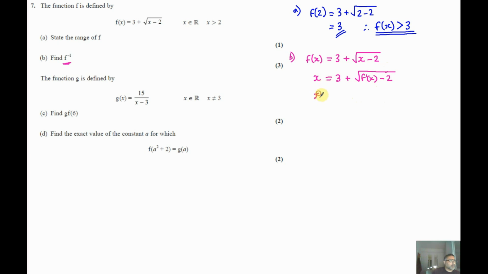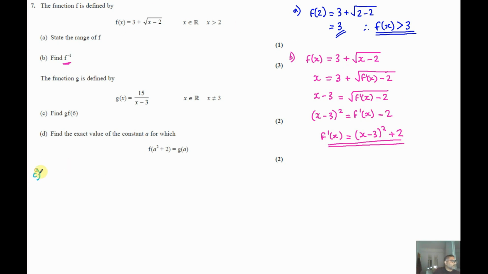So subtract 3 from both sides first, and then square both sides. That gives us x minus 3 squared on this side equals f dash x. Then you just need to add 2 to both sides, and you've got your inverse function, which will be x minus 3 squared plus 2. So that gives us our inverse function.